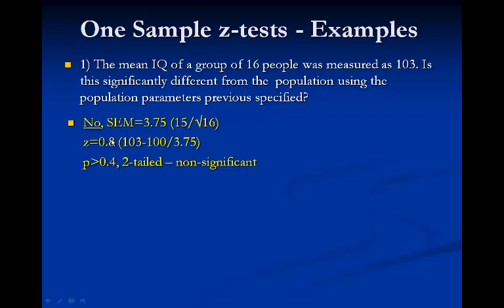And we can then look up in various ways what the probability is, a two-tailed probability, because we're asking whether it's significantly different, not in any particular direction, from the mean of 100 for the population. We do a two-tailed test, and when we look up the value of Z equals 0.8, we can see that the probability is greater than 0.4, and so clearly this is a non-significant result.